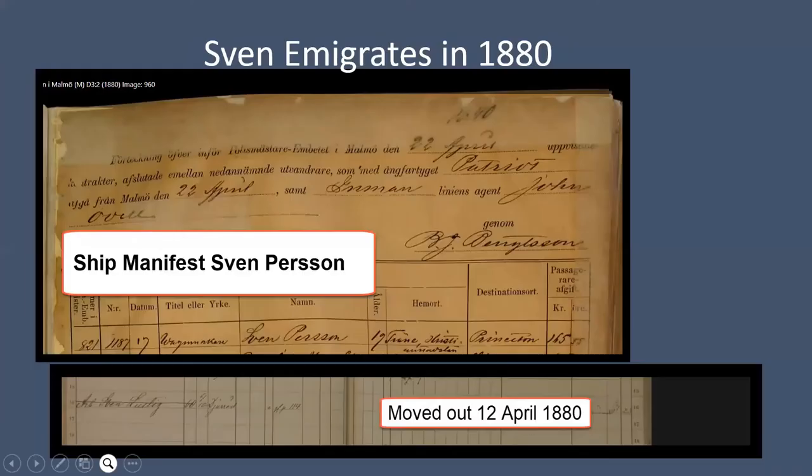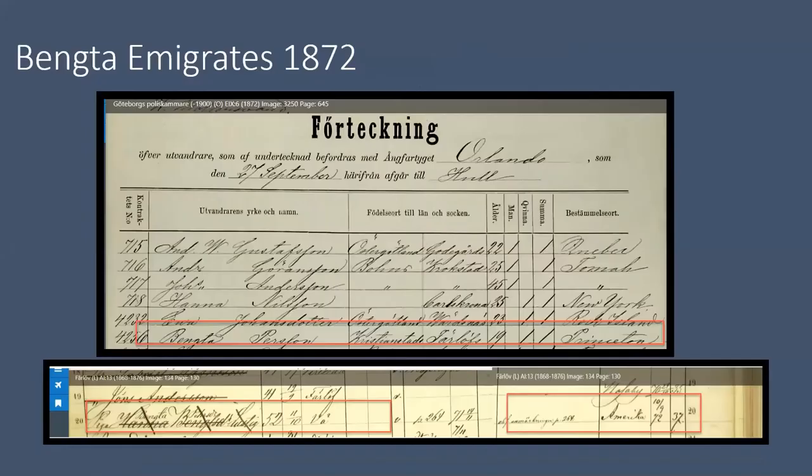And then to go further, and I'm not going to go through all the steps that I went through, I followed Sven further and I found out that he moved out on the 12th of April, 1880 in the moving out record showing him going to North America. And then I found his passenger ship manifest where he left from Malmo on the 26th of April going to Princeton, Illinois. And that's exactly where this family ended up. I also followed the sister and she left in 1872. And I found her passenger ship manifest also going to Princeton, Illinois. And so this was the right family.